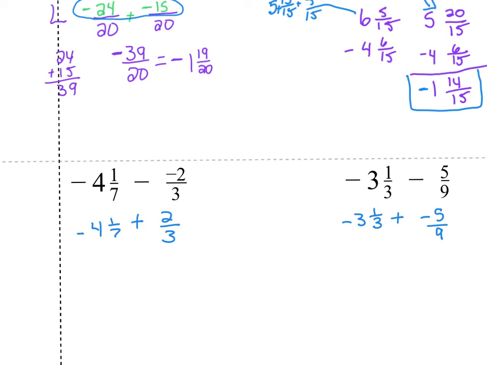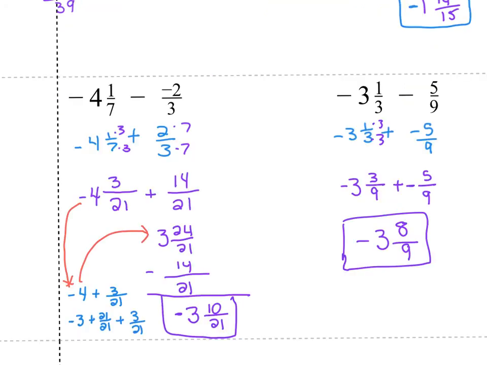I want you to pause the video and see if you can change them to like denominators and get those answers for me. Okay, so I'm going to start with the second one just because it's easier. Once we changed it, they're like signs, so I know I was going to add. And it's easier to change to like denominators because 3 goes into 9. So I multiplied both the top and the bottom by 3 to get my new fraction.